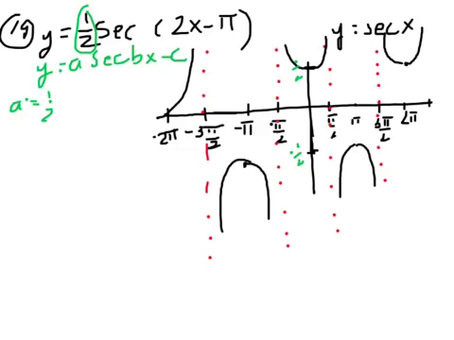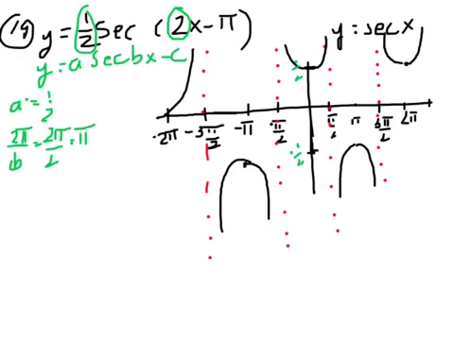Now, the period. You remember it's 2 pi over b. Well, our b here is 2. So our period is pi. Okay. So that means the cycle's going to happen faster for us. It's going to happen in a total of just pi, which basically is going to do this to our graph.